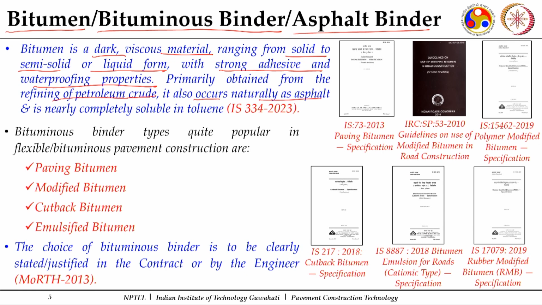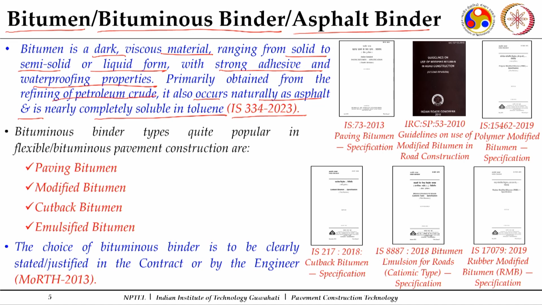In addition to this, it occurs naturally also, in terms of there are certain sources, certain lakes where natural asphalt is also occurring. But once this refining of petroleum crude came into the picture, the quantity and the quality of the bitumen derived from it was very good, and therefore, it became more popular compared to natural asphalt. And this material is completely soluble in toluene and trichloroethylene. This is a definition which is as per IS 334.